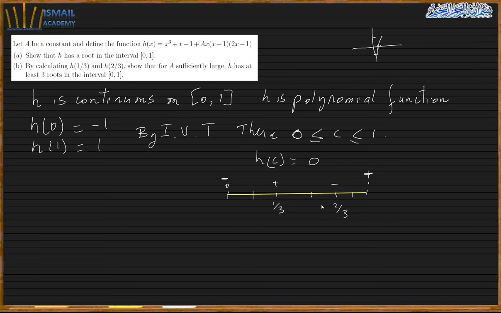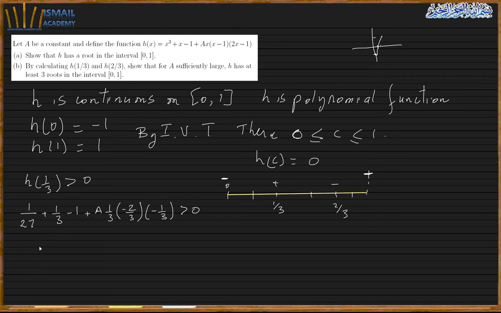Now I need h of 1/3 to be greater than 0. This is exactly what I'm going to look for. h of 1/3 should be greater than 0 because it's positive. So I'm going to make h of 1/3 greater than 0, and in that case I will get the value for a. I substitute 1/3 here, so I get 1 over 27 plus 1 over 3 minus 1 plus a times 1/3. And 1/3 minus 1 is minus 2/3, and 2/3 minus 1 is minus 1/3. This should be greater than 0.